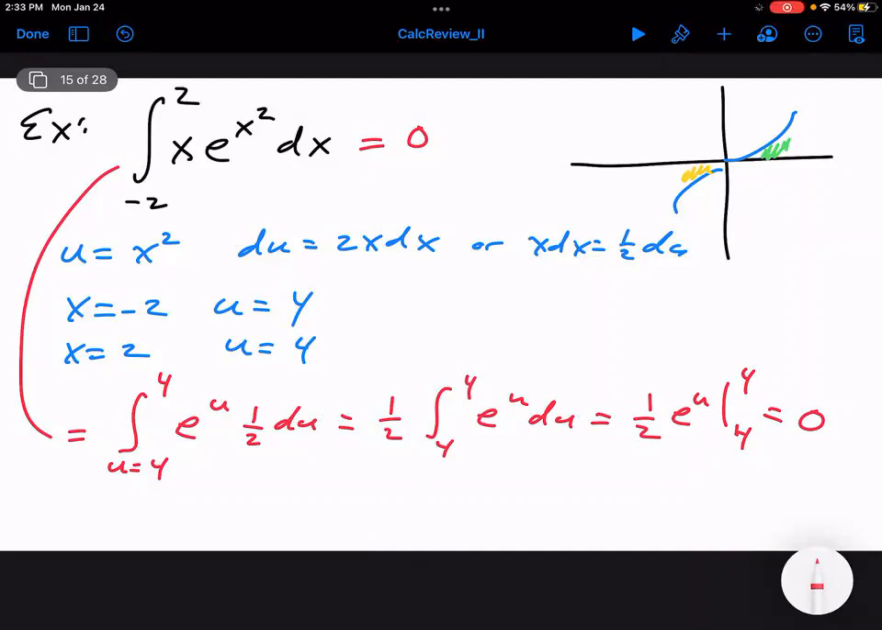What went wrong was my change of variables. And this is a subtle point for u substitution. You need a one-to-one transformation. For each value of x, there's one value of u. For each value of u, there's one value of x.